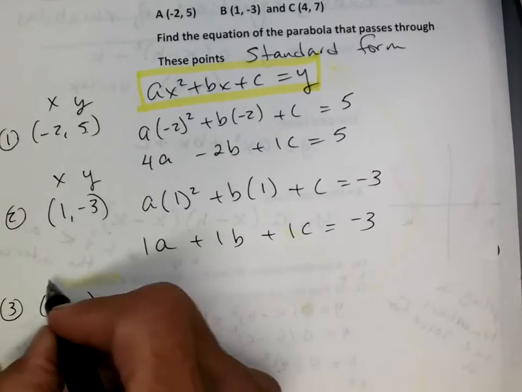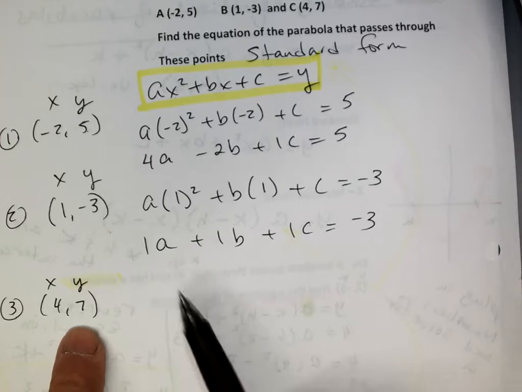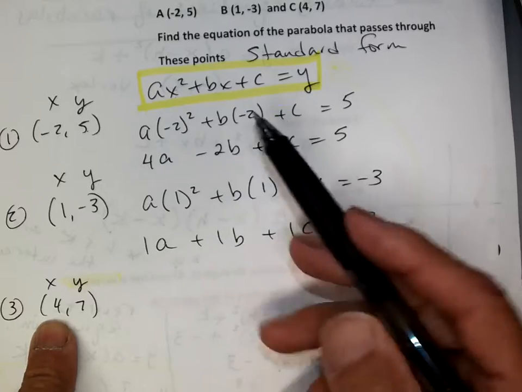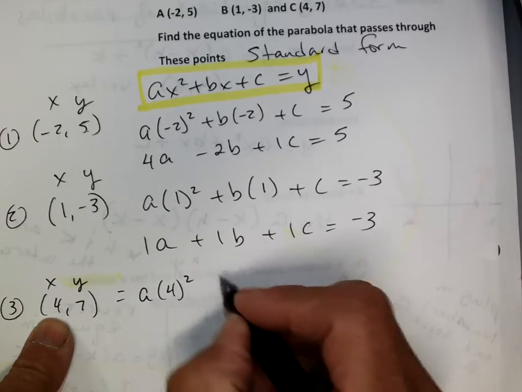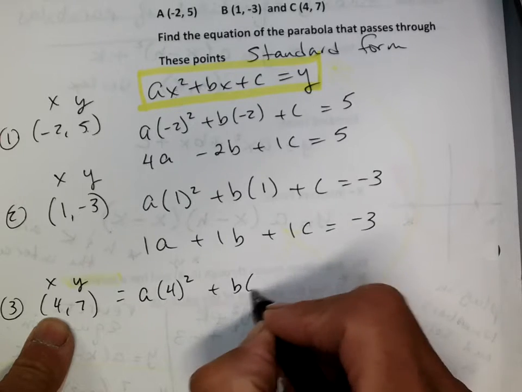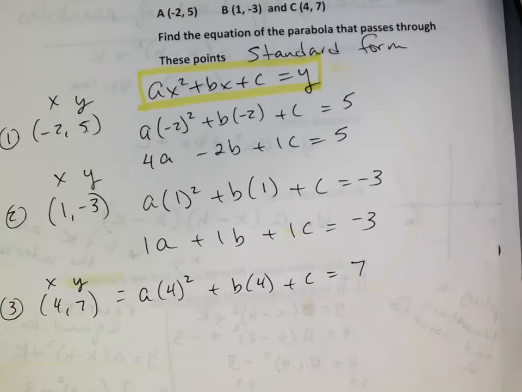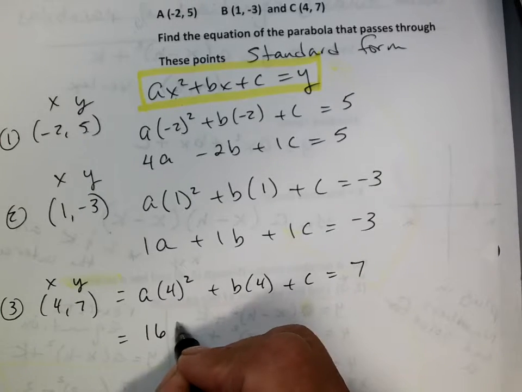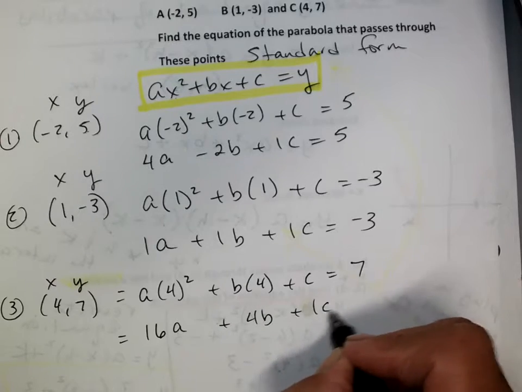Again, every point's got some x and some y value, right? So I'm going to plug the 7 in for y and the 4 in for all the x's into the standard form. Okay, so we'll go and rewrite this as a times 4 squared plus b times 4 plus c equals 7. When I'm all done, I'd love you to tell them your story. It's a pretty good story. Okay, so then 16a plus 4b plus 1c equals 7.